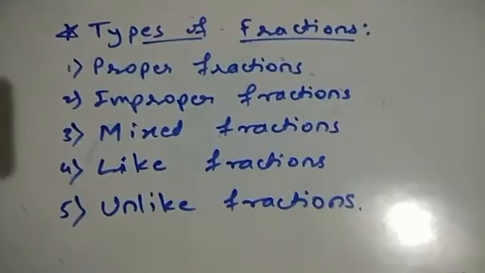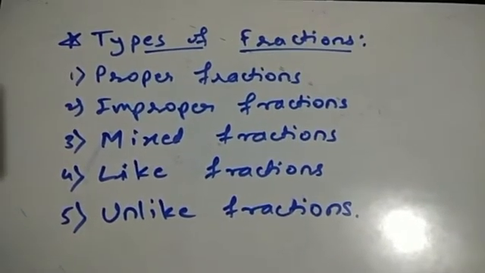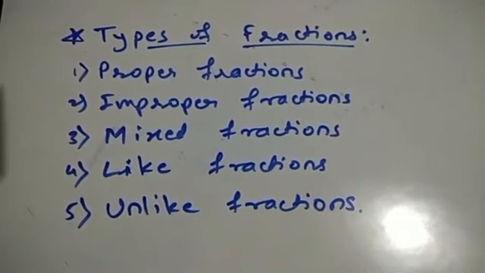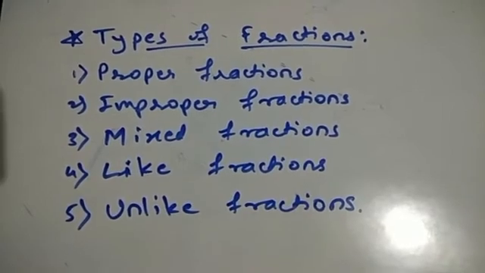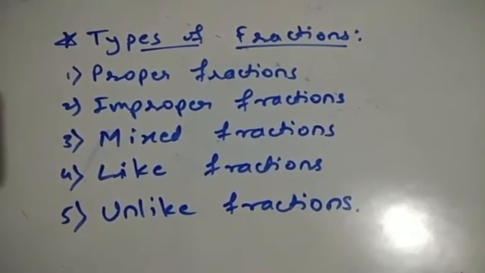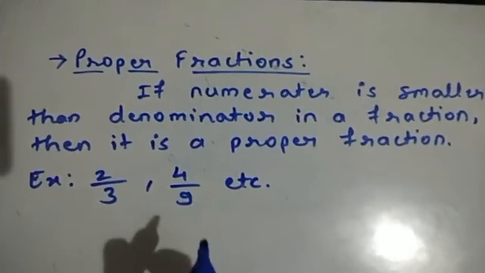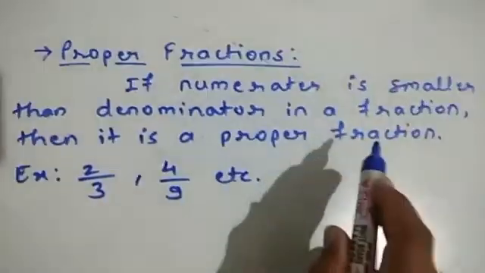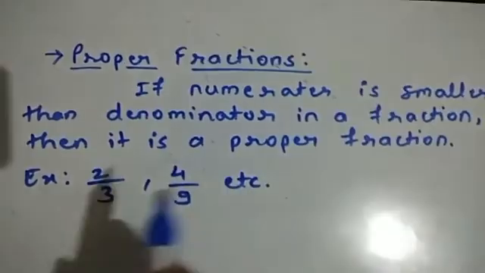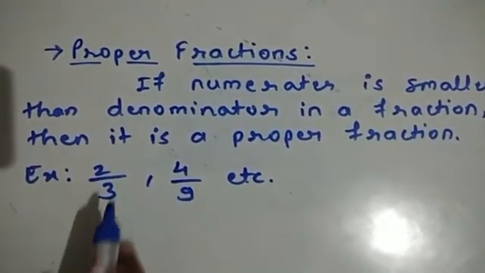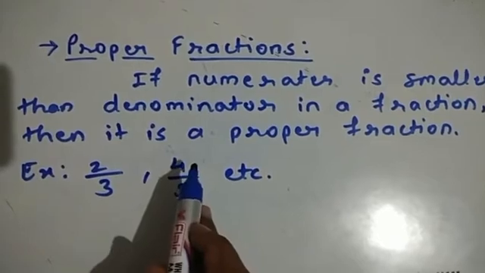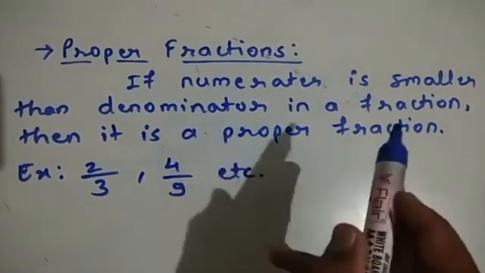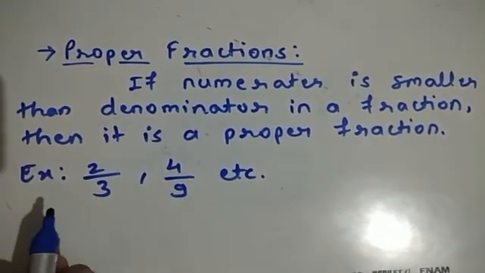Now we will discuss types of fractions: proper fractions, improper fractions, mixed fractions, like fractions and unlike fractions. One by one, we will discuss all the types of fractions now. Proper fraction: if the numerator is smaller than the denominator in a fraction, then it is a proper fraction. See here, 2 upon 3. The numerator is smaller than the denominator. One more example: 4 is smaller than 9, etc. So if the numerator is smaller than the denominator in a fraction, then it is a proper fraction.